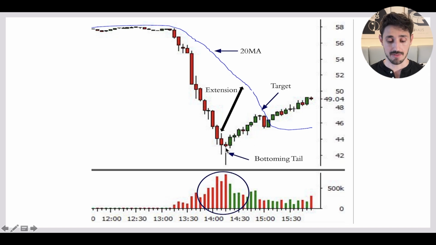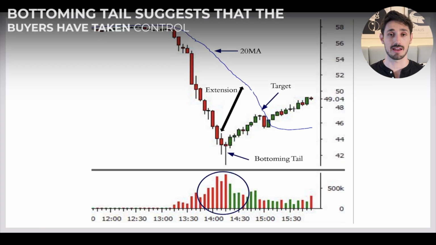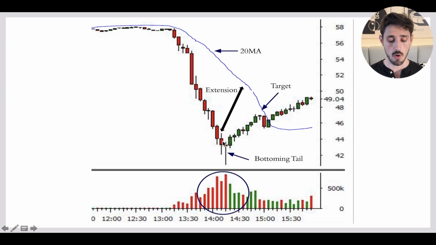And of course, we got in this case a bottoming tail. And what does that bottoming tail suggest? Well, bottoming tails suggest that the buyers have taken control. So the entry would go over the highs of the bottoming tail, okay? And the stop loss would go under the lows of the entire move lower, or under the lows of this bottoming tail. Not to mention, we also had massive spikes in volume here at the bottom, which suggested and signaled that the bottom is in, prices are exhausted, the supply is running out, and we're ready to move up again.